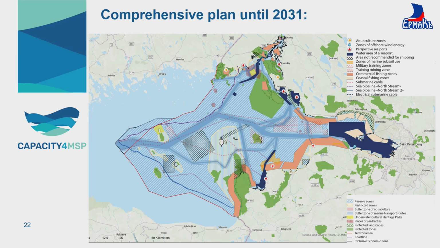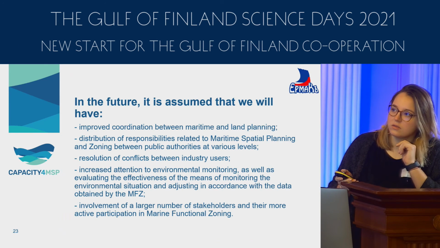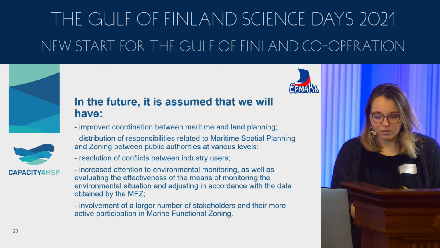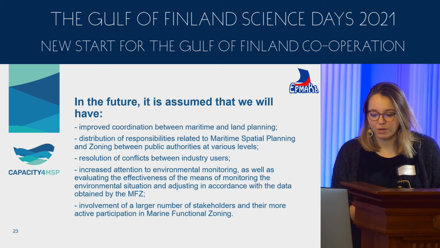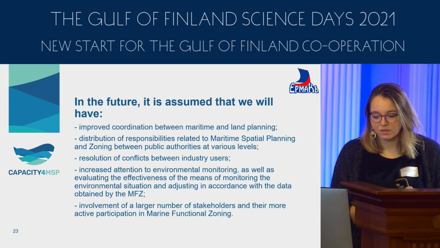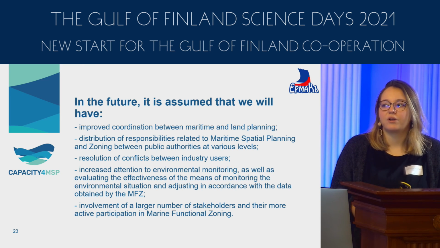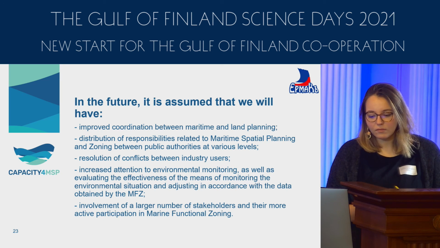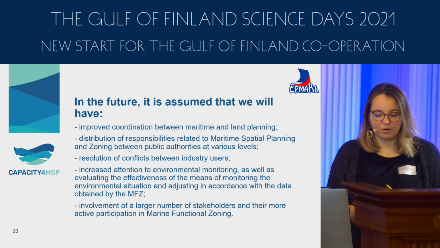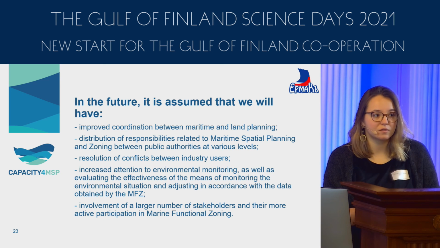So merged all together, this comes into a comprehensive plan until 2030. In the future, it is assumed that there will be improved coordination between maritime and land planning, and a better distribution of responsibilities related to maritime spatial planning and zoning, as we don't have a public authority established yet for the maritime spatial planning process. And we hope for a better resolution of conflicts between industry users, as well as increased attention to environmental monitoring and involvement of a larger number of stakeholders and their more active participation in marine functional zoning.